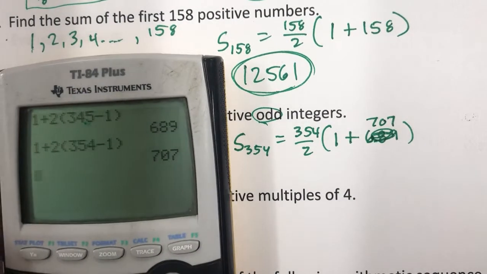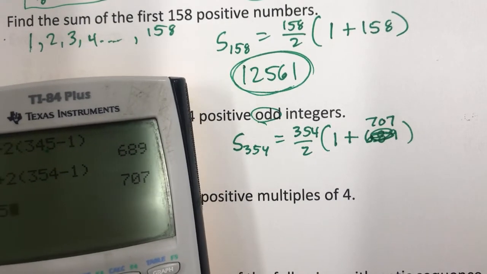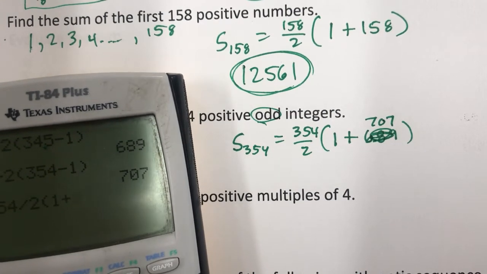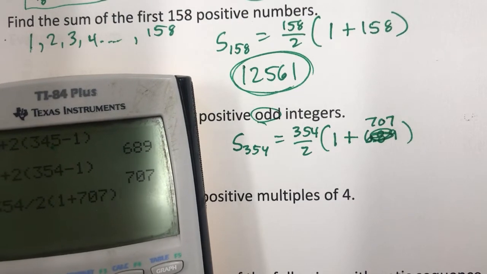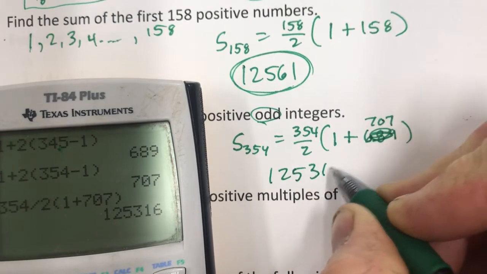All right, so now I can punch that in. So 354 divided by 2, and then in parentheses 1 plus 707. And that comes out to be, a big number, 125,316.